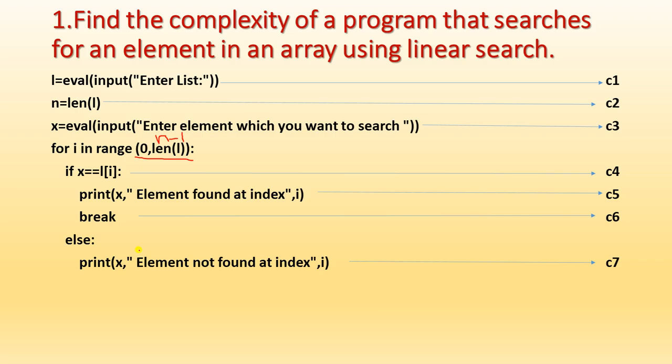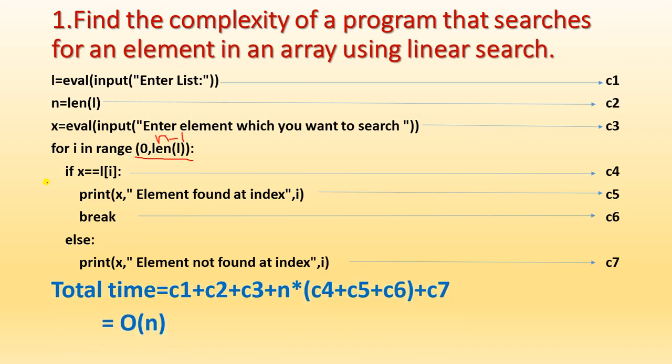Now you have to calculate the complexity of the program. You have C1, C2 and C3, so you have to add C1 plus C2 plus C3. Now you have to multiply n minus 1 by C4, C5, C6.